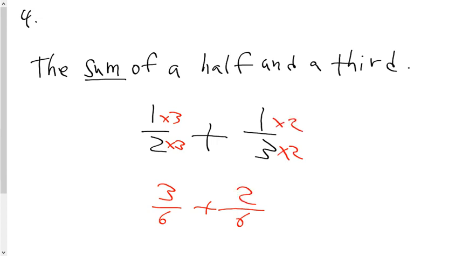Now that we have common denominators, we would add the numerators and keep the denominator, which means our final answer is 5/6. So the sum of a half and a third is 5/6.